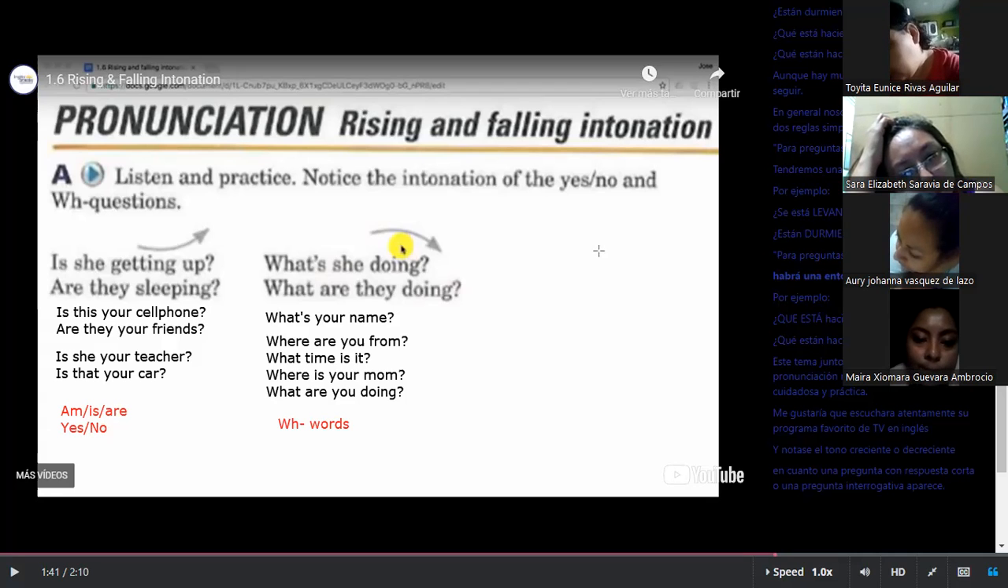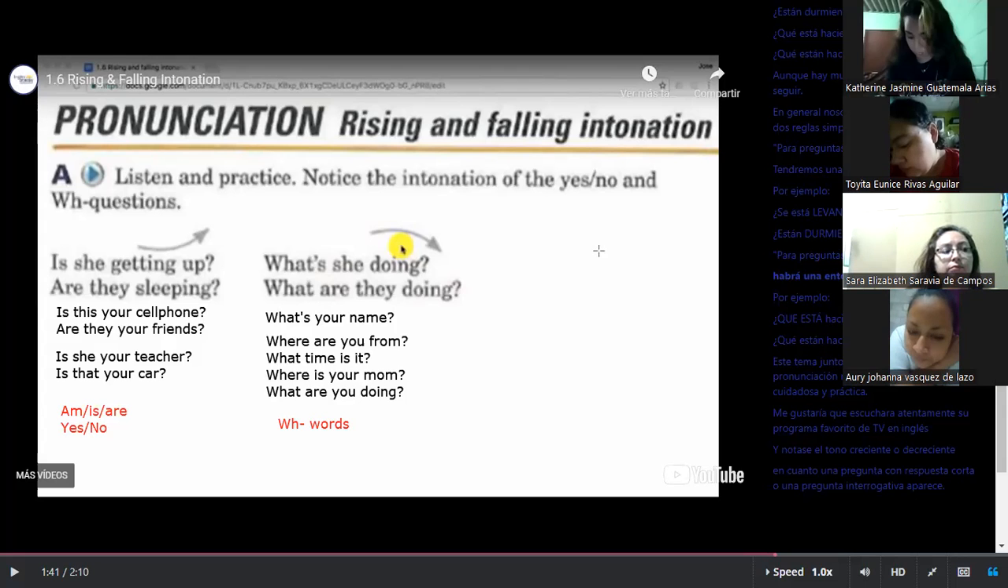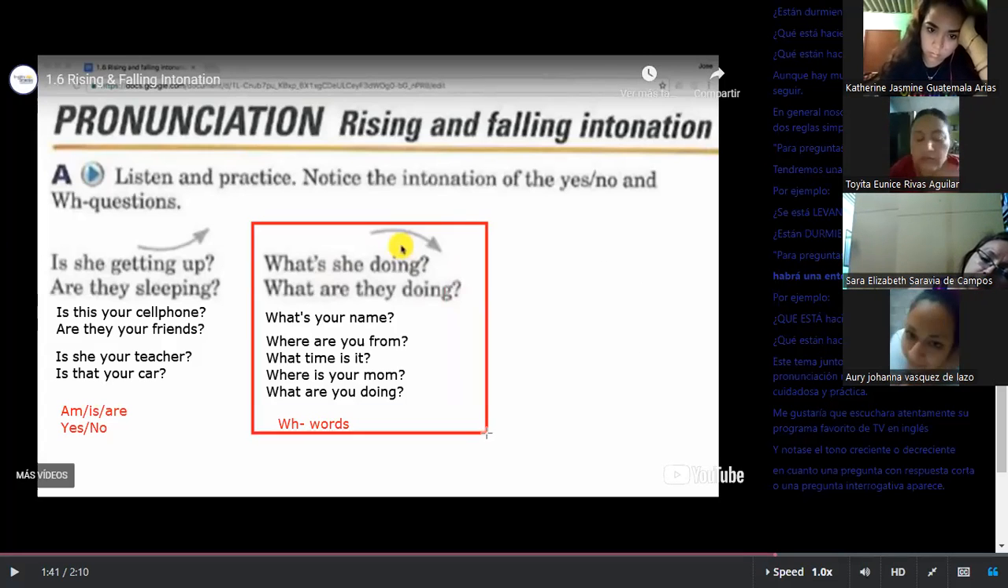Démosles entonación fuerte al final. Are they your friends? Is she your teacher? Is that your car? Si no se escuchan como afirmaciones, is that your car? Is she your teacher? No. Exaggerate, please. Audi. This one. Please.